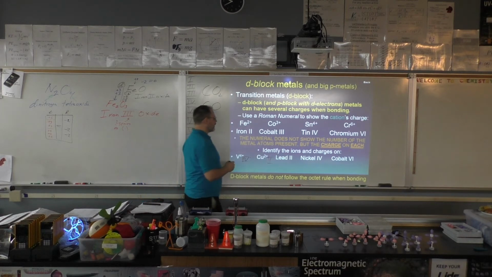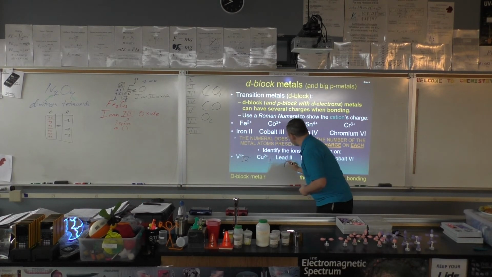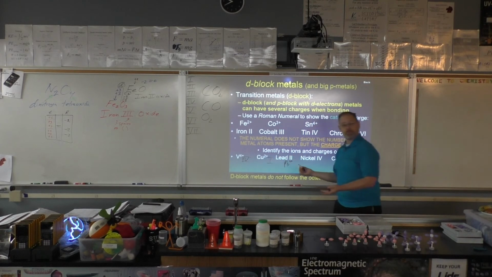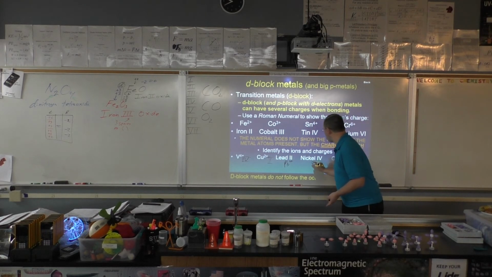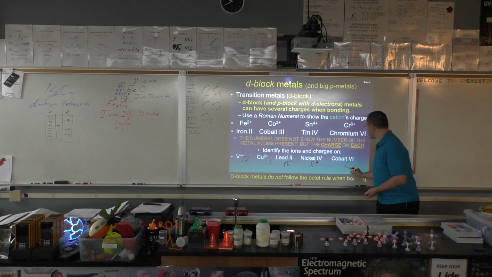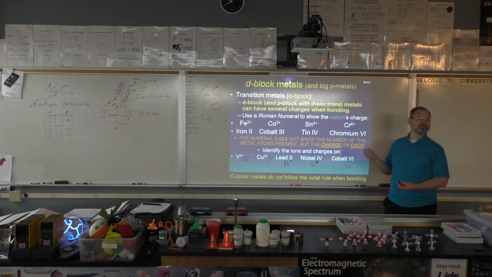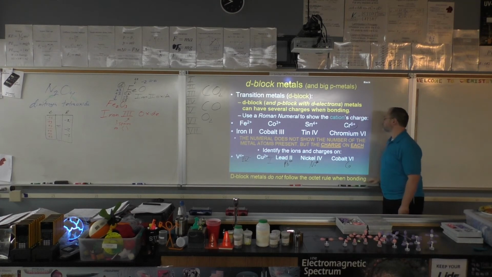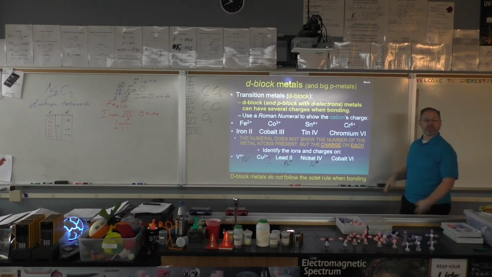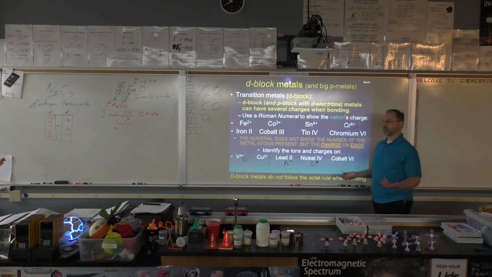Got it, okay. So lead 2 would be Pb 2+. Nickel 4 would be Ni 4+. Cobalt 6 would be, well, this. It would be that. Okay. Make sense so far? Yeah. All right.